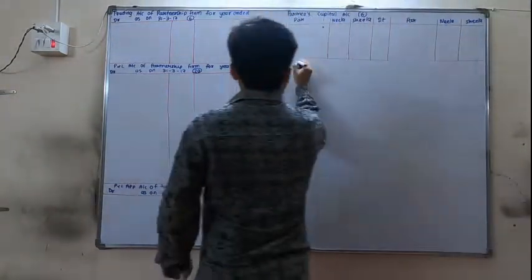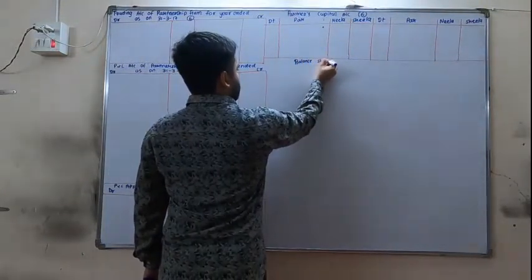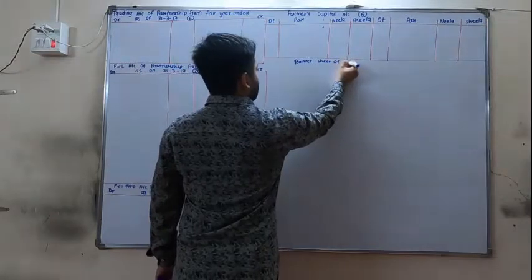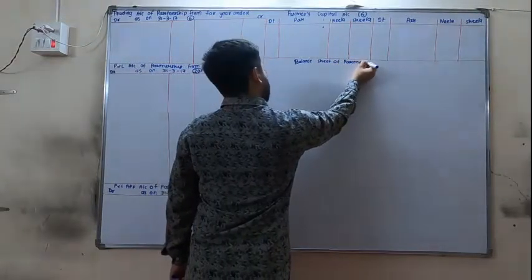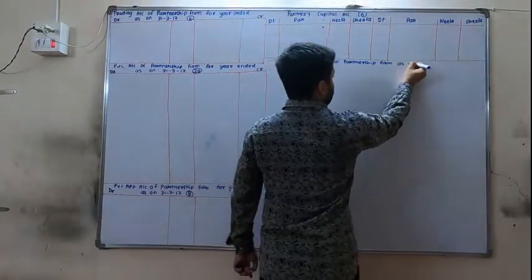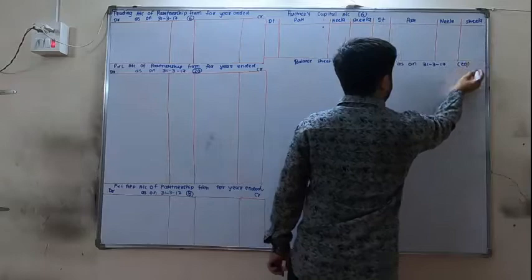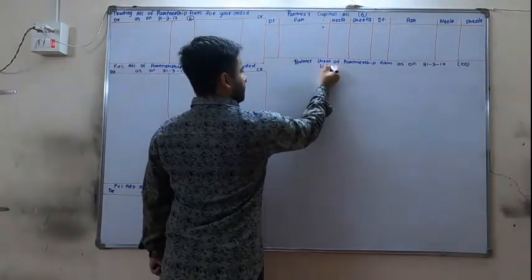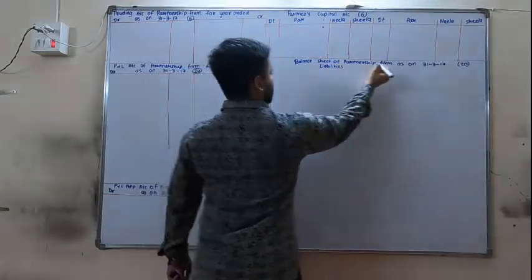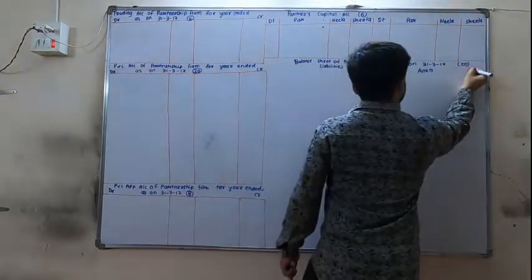Next, balance sheet of partnership firm as on 31/3/17, row it for 20 lines. Liabilities amount, assets.